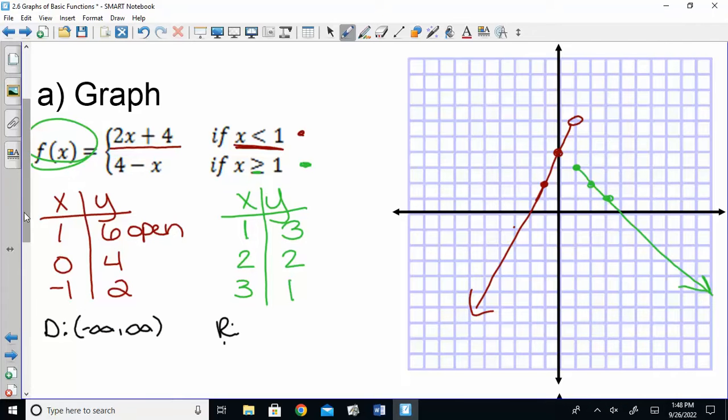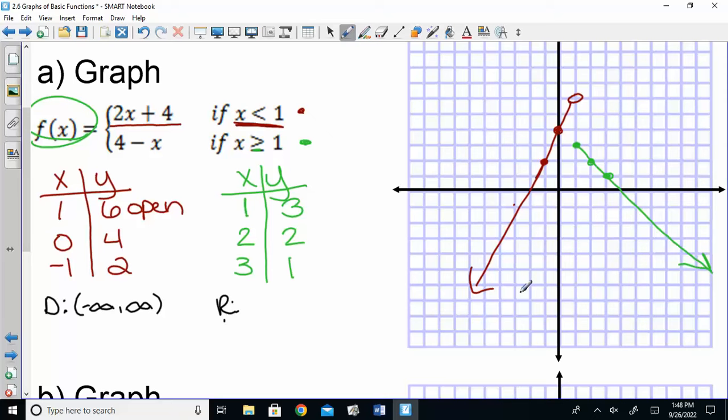The range. So range, I've told you we go from the bottom up. So these are going down forever, so it's coming from negative infinity. So when I'm coming up, the green one stops here at 3, but the red continues. So it doesn't stop until we get to 6. But because that's an open circle at 6, it gets a parenthesis.